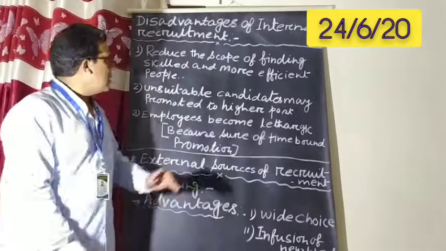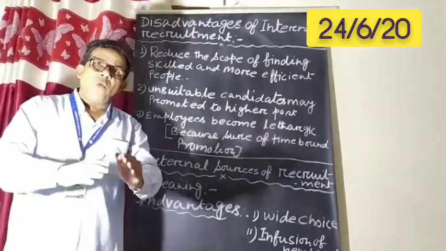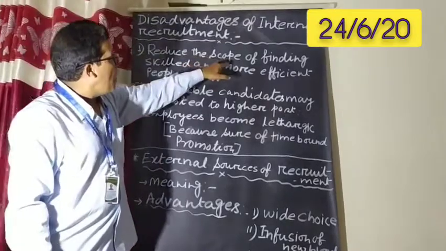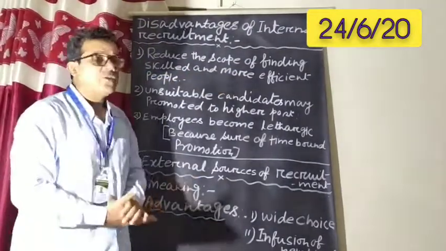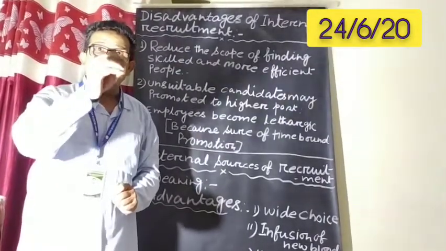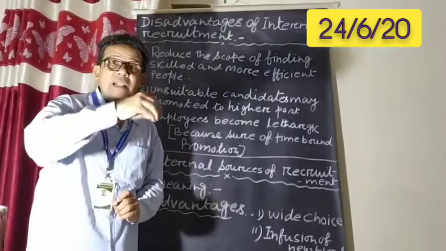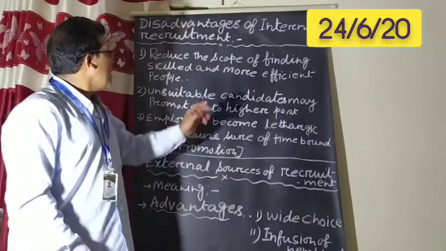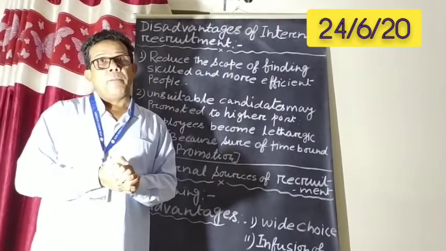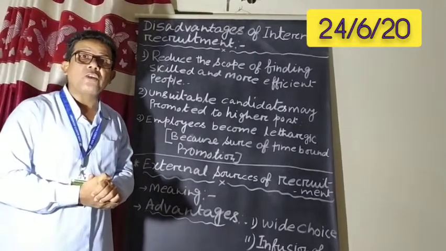Today I am going to discuss the disadvantages, that is, the demerits, of internal sources of recruitment. Number one, it reduces the scope of finding skilled and more efficient people. Why? Because in internal recruitment, you fill the vacancies from your existing workers, so definitely you are not going to get more efficient, more skilled people. That is one of the disadvantages.